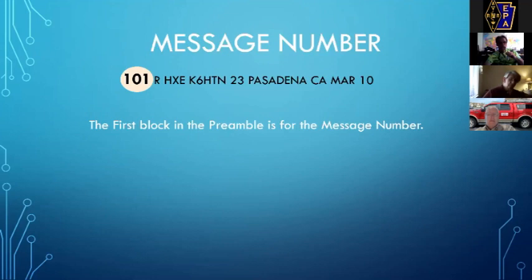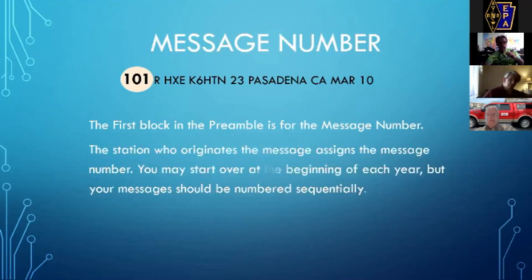That's the first block in the preamble, and it's always the message number. The station who originates the message assigns the message number. Now, you can start over your message numbers at the start of each year, or you can continue them forever if you like. I start mine over at the start of each year.